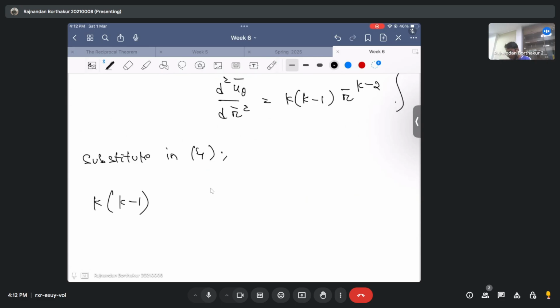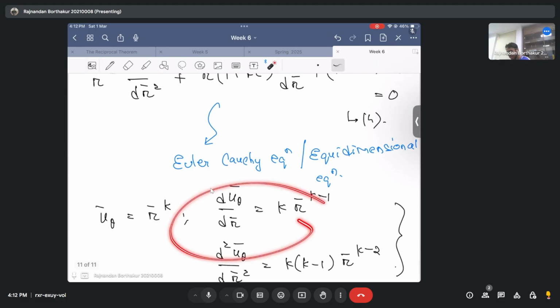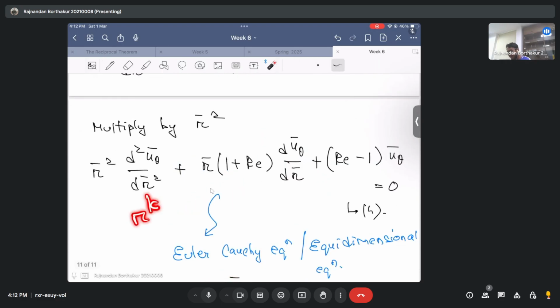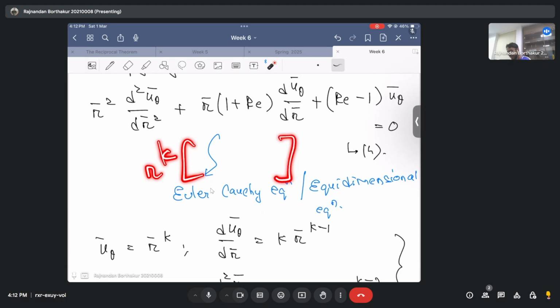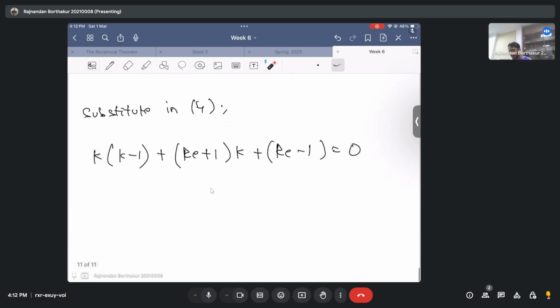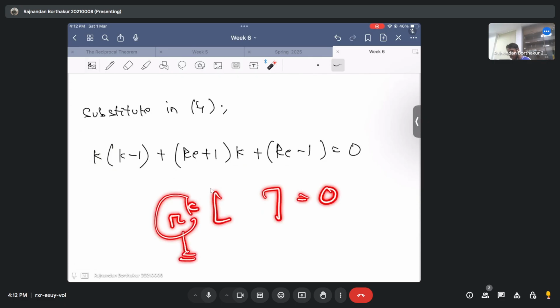I hope you can understand now why we are doing this here. It will become k into k minus 1 plus (Re plus 1) times k plus (Re minus 1) equals 0. Just substitute this here, take r power k common, and then the term inside the bracket is just going to be this. Since r power k times the term inside the bracket is equal to 0, and since r power k cannot be equal to 0, the bracket must be equal to 0, and that is something that we wrote here.